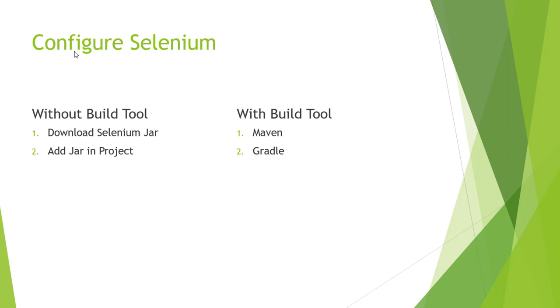There are two ways in which we can configure Selenium. The first one is without a build tool, and the second is with a build tool. Without a build tool, we simply download the Selenium jar. A jar is basically a Java archive file, and we can add that jar to our project and work with Selenium.